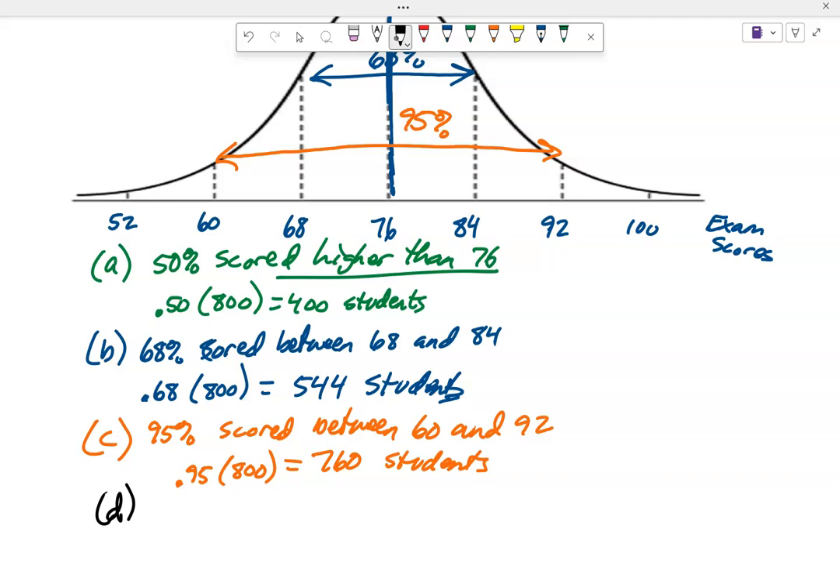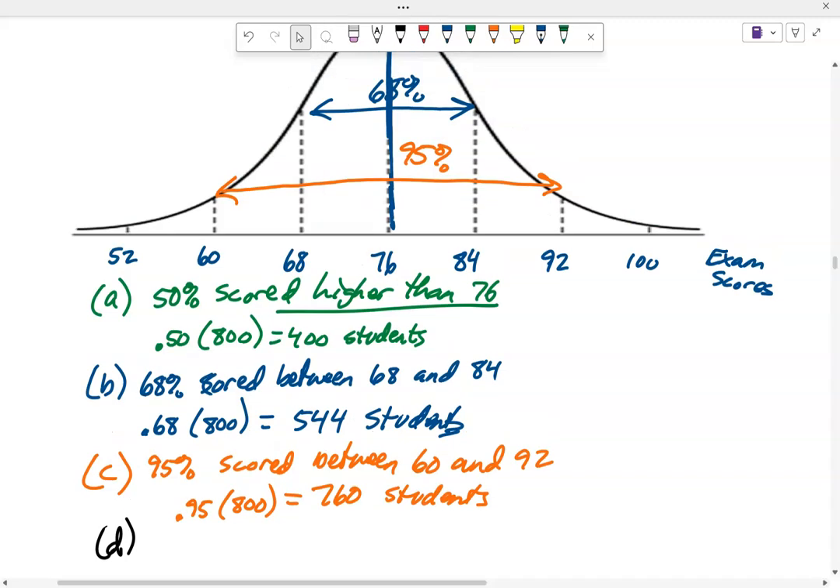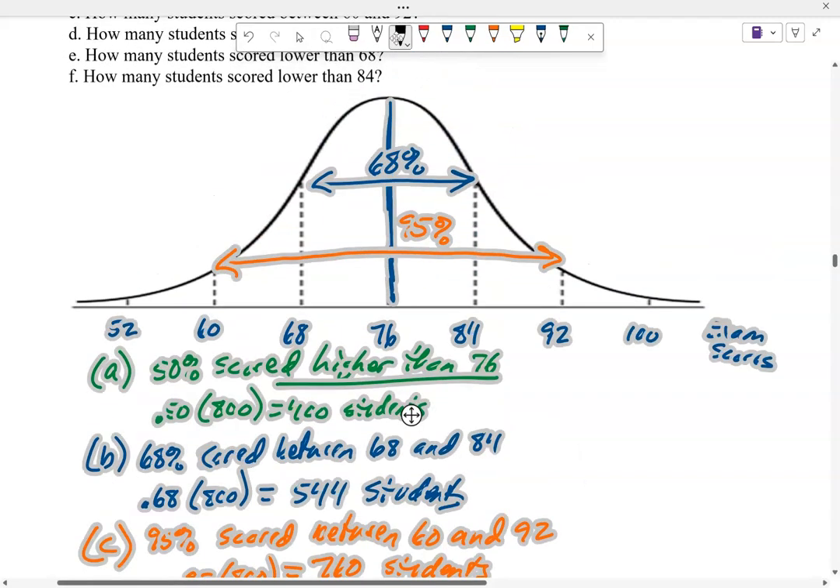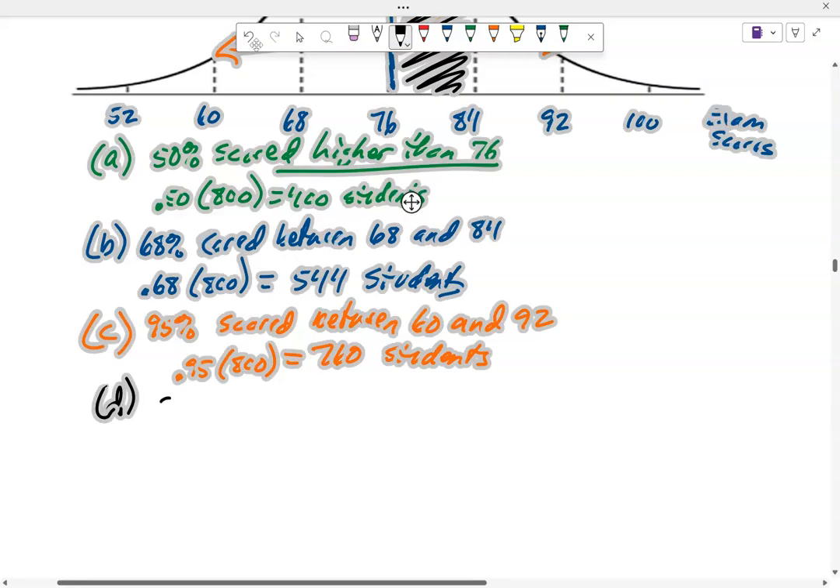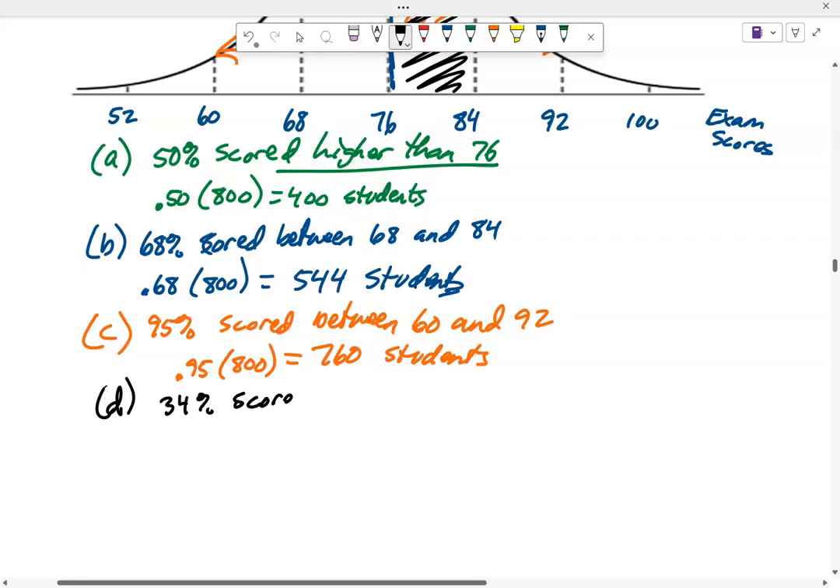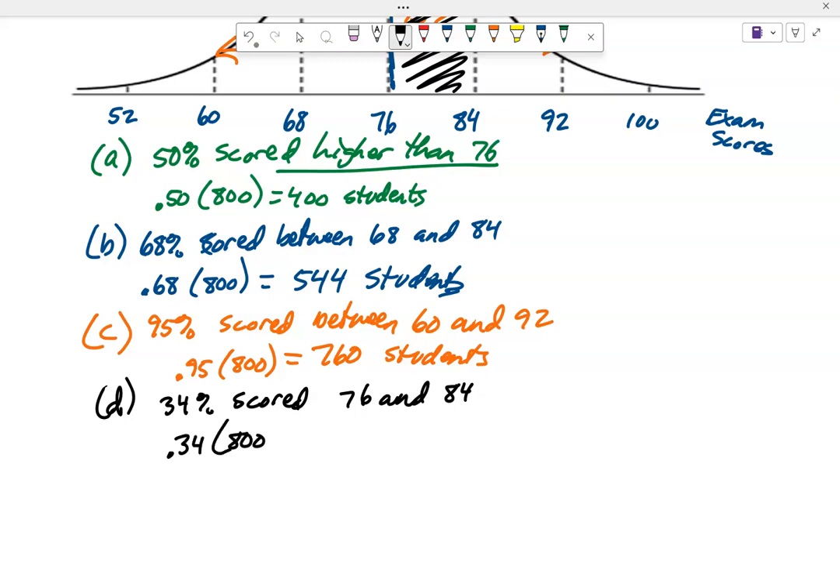Okay, part D. How many students scored between 76 and 84? Okay, so now we're just asking 76 and 84. So that's half of 68%, right? Between 76 and 84, we know there's 34% of students scored between there. So part D, 34% scored between 76 and 84. But we want to know how many students that is. Well, 800 students took it. 34% of 800 gives you 272 students.